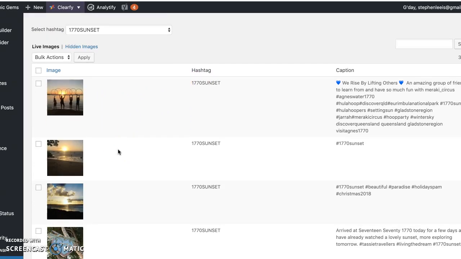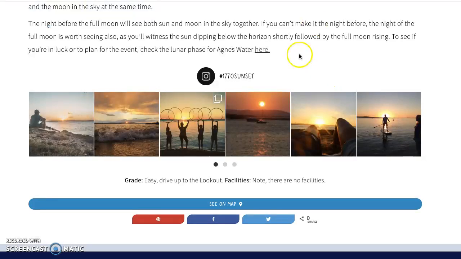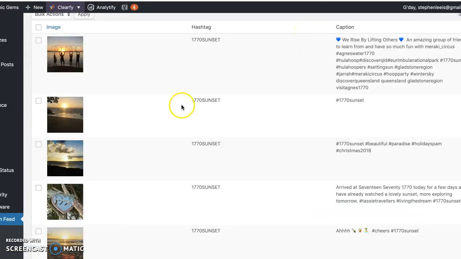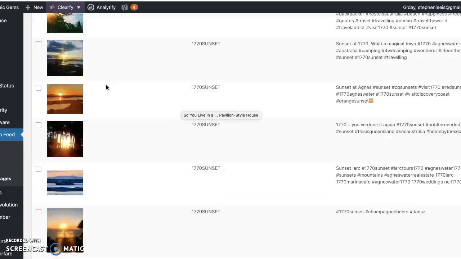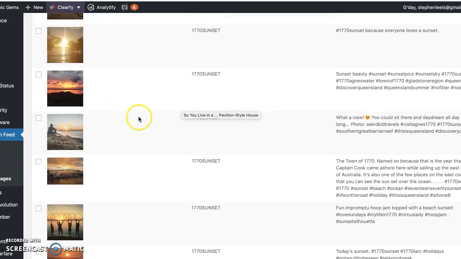The images that are showing, say, for 1770 sunset, I need these images to be in the same order as here. So at the moment there's a guy sitting on a rock, waves and some people holding rings. If I look here, holding rings is first. Somewhere down here, there's the guy sitting on the rock.